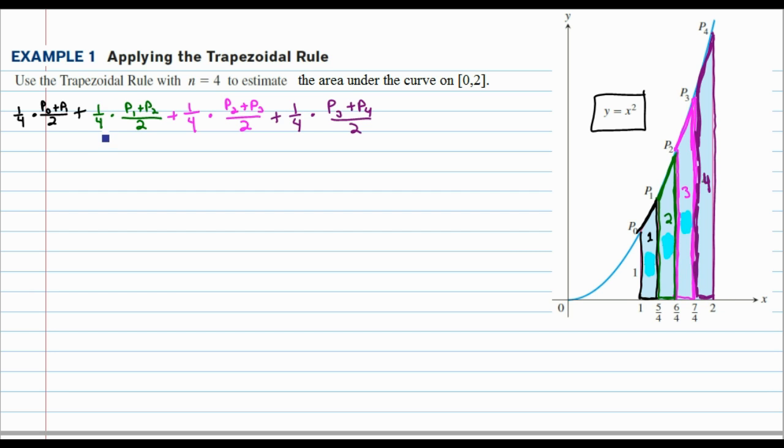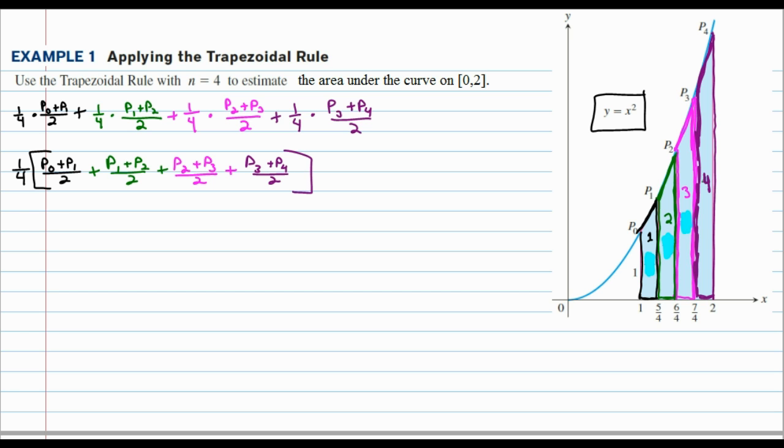Now 1/4 times, this will be the next set of bases, p1 and p2. Then we have 1/4, the same height or width, however you're determining this, because it's kind of sideways, and then we're using p2 and p3. And then p3 and p4. So you can see that p sub 0 is used once and p sub 4 is used once. Everything else is used twice.